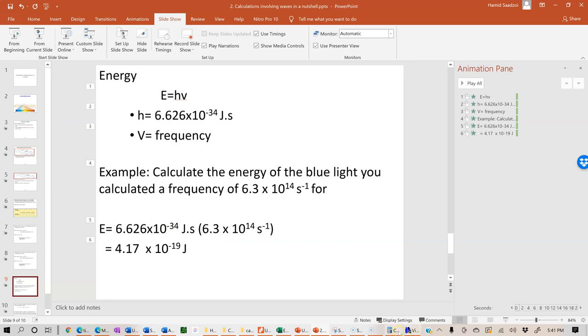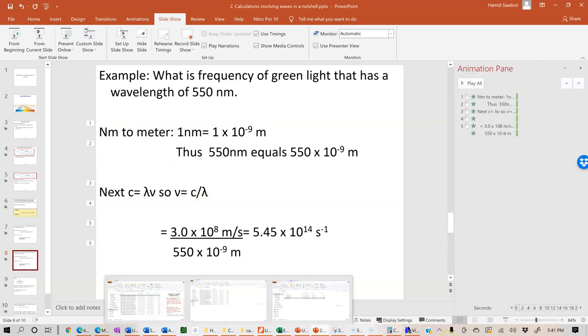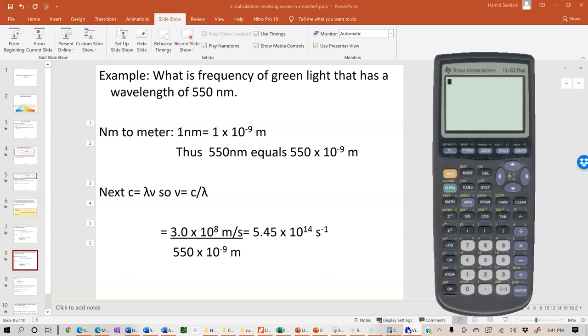For those that want to do it in your calculator, I'm going to show you how to do that real quick. We're going to open up our calculator. I'm going to show you the TI. You can actually download this yourself. TI-83, you can download it onto your computer if you want to. So let's take a look at this original calculation. We're going to use the TI to calculate it. So watch how I do it.